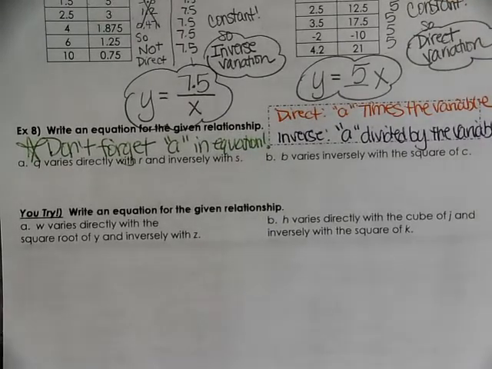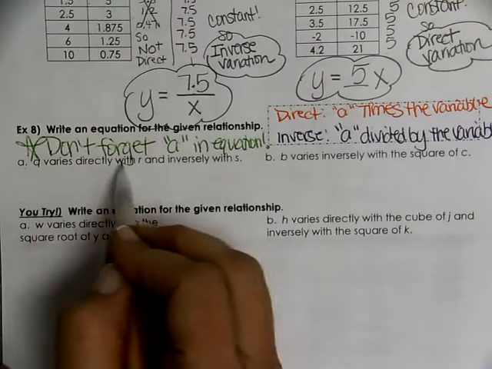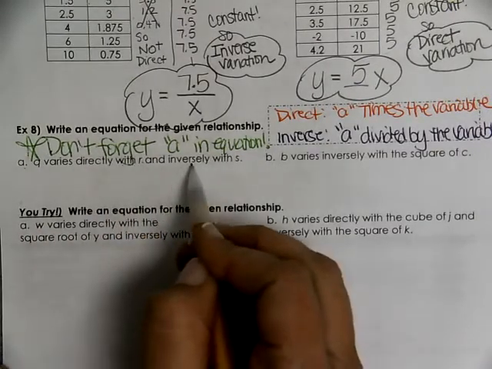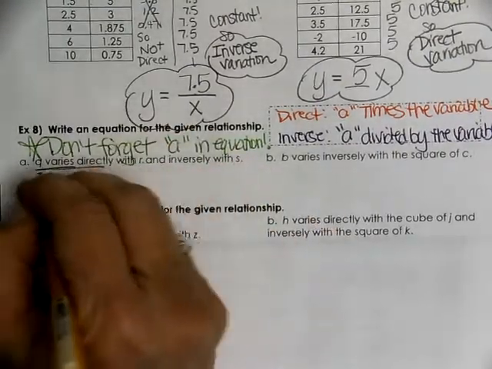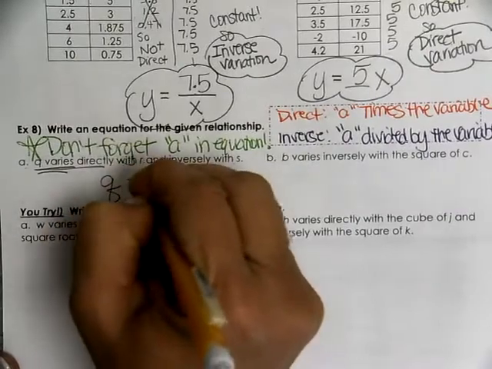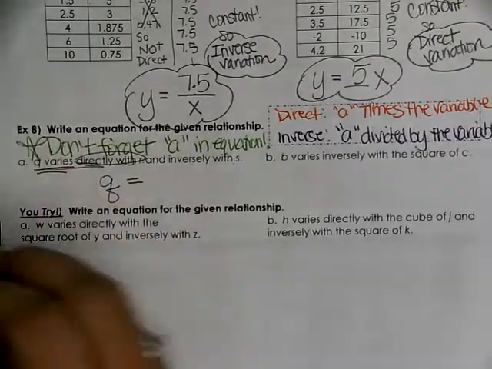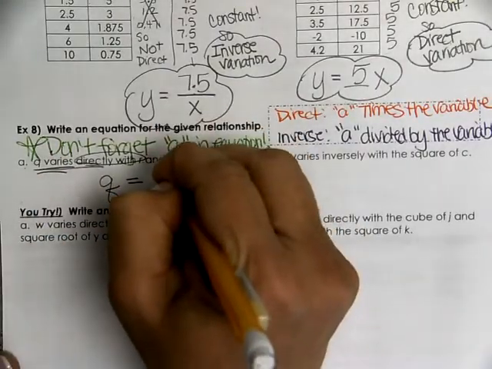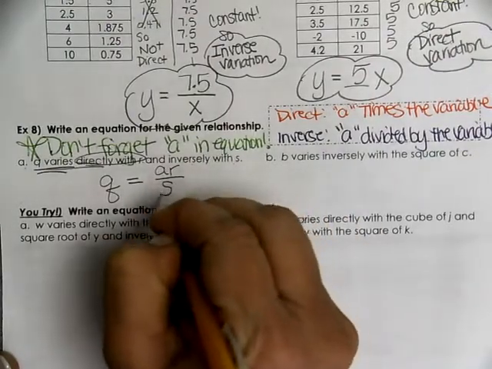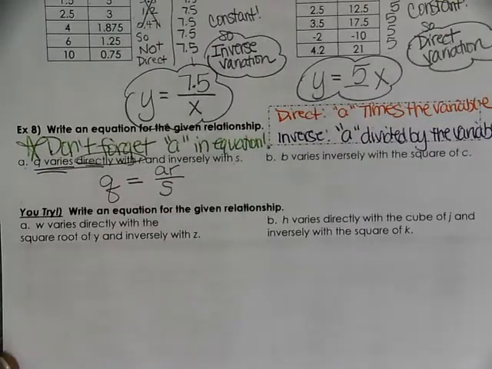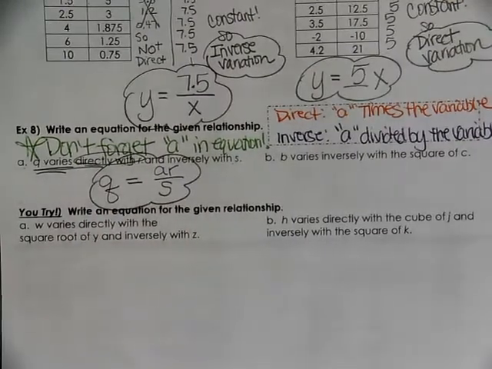So we don't know what a is, but we're going to put it into this random arbitrary equation. Okay? So 8a says Q varies directly with R and inversely with S. So Q varies means we're going to have Q equals. Directly with R means that we're going to have a times R. And inversely with S means that we would be dividing by S. And that's all you do for those. That's why I like those.